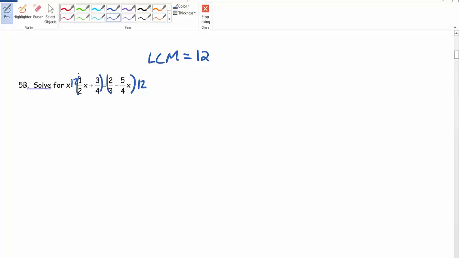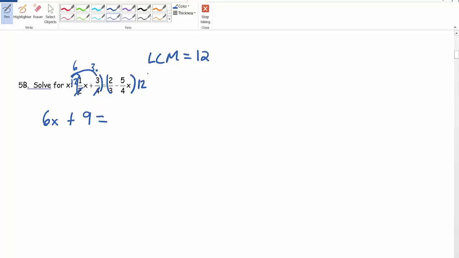Now on the left side, when we go ahead and distribute, 2 goes into 12 6 times, and now we're going to go ahead and multiply that by the numerator. So 6 times the 1, we end up with 6x. When we distribute our 12 into the second part, the denominator number 4 goes into 12 3 times, and then we'll multiply that by our numerator number 3. So 3 times 3 gives us 9.